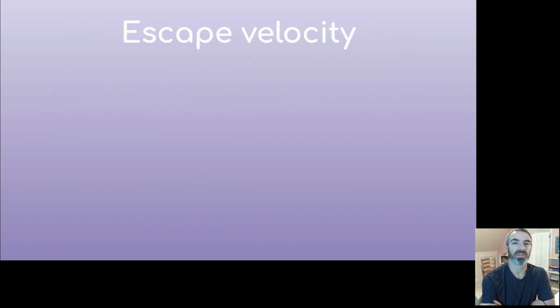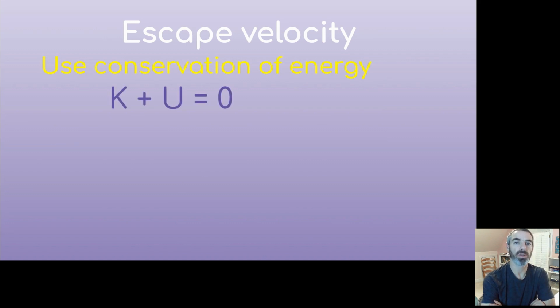So now let's look at deriving escape velocity. So what is escape velocity? Well, escape velocity is how fast you need to move to escape the gravitational pull of the Earth. So we're going to start with conservation of energy. We know that the change in kinetic plus the change in potential is going to equal 0, which means the change in kinetic is equal to the negative change in potential.